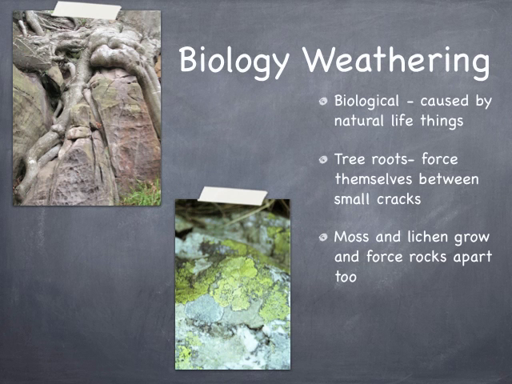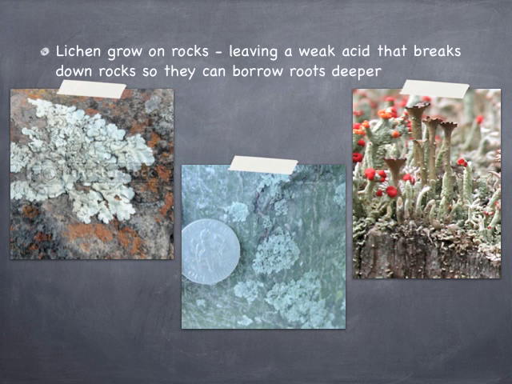Biological weathering is caused by biology or nature. The tree roots in the picture on the left force themselves between the rocks. They push the rocks apart. There's also stuff called moss and lichen that grow on top of rocks, and they force them to separate as well. Specifically, lichen leave a very weak acid to help them burrow into the rock.